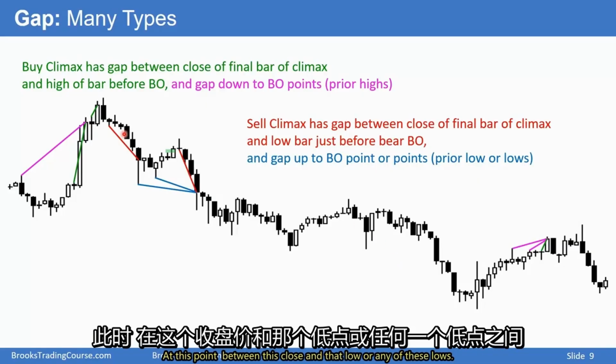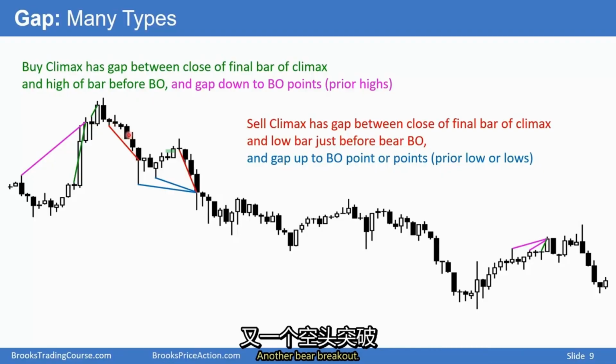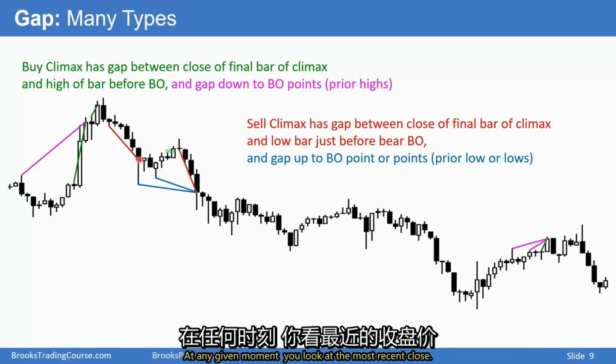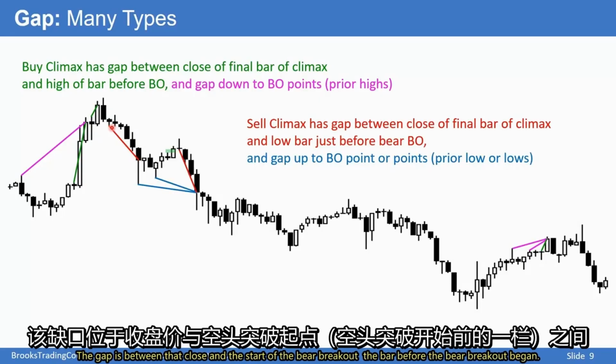A sell climax, 1 or more consecutive bear bars. We have a gap, this close and that low. And then now we have a 3-bar bear breakout gap at this point between this close and that low or any of these lows. Another bear breakout.